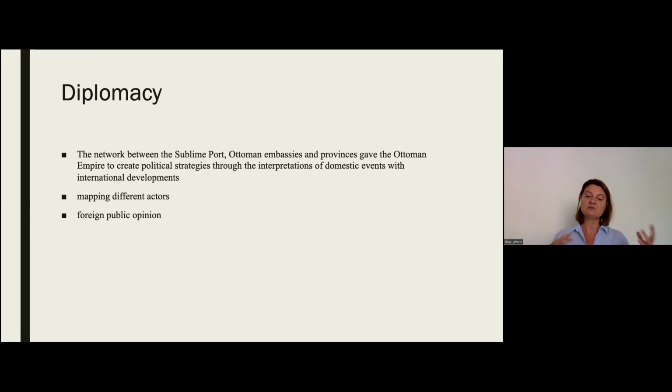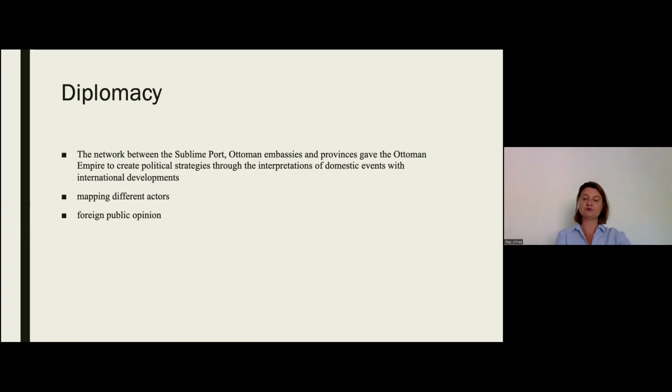So the Ottoman diplomats also contacted people who could write positive articles or positive opinion pieces about the Ottoman Empire or about the Ottoman policies on the Armenian question as part of the public diplomacy, and at the same time tried to control the news about the Armenian question.